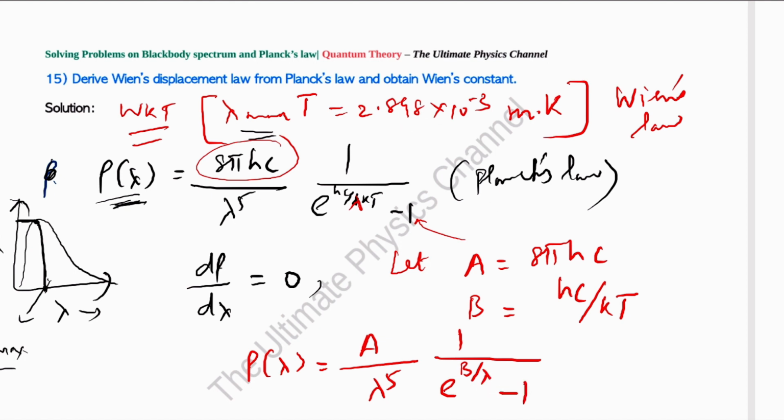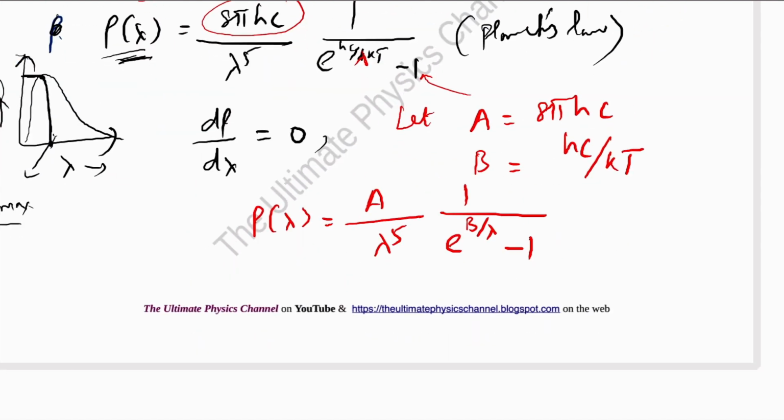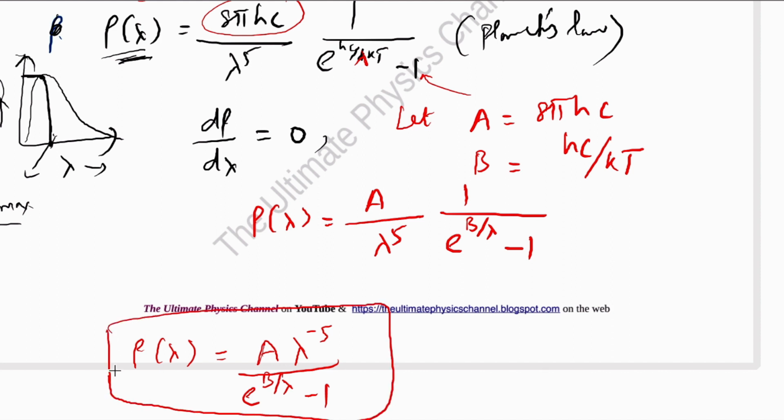And then this can be further written as rho of lambda is equal to a lambda power minus 5, right, by taking this to the numerator, and then e power b over lambda minus 1. Let's take this and then proceed further. Right, now this can be differentiated and set to 0.